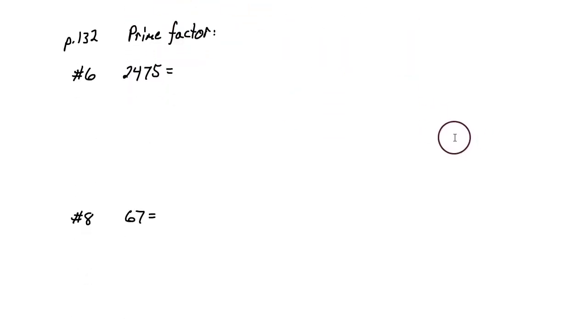For page 132, we were prime factoring. We were taking numbers and breaking them down into their component prime number factors. A systematic way is to divide by primes. This ends in 5, so I know for sure it divides by 5. Take your calculator and type 2475 divide by 5. We can rewrite this as 5 times 495.